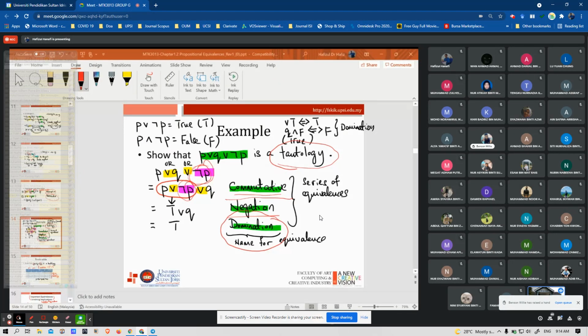Okay, again, a tautology is a proposition that is always true regardless of the truth value of the propositional variables that it contains. That one you must remember for the tautology. And then we have commutative, and then domination. Domination is, we have here, biconditional: Q and F is equivalent to false. This one we call domination.